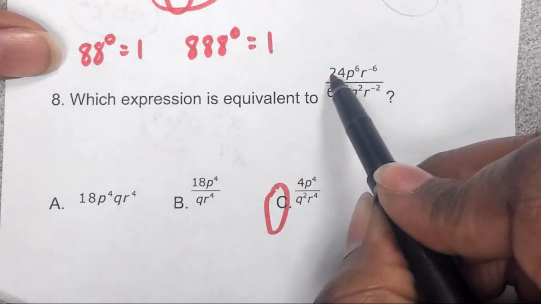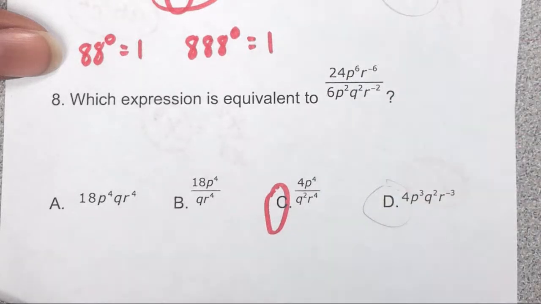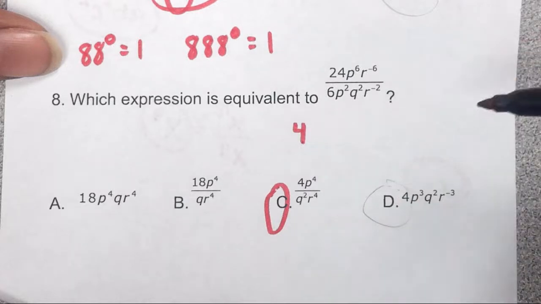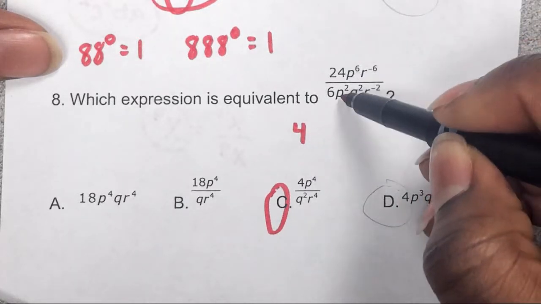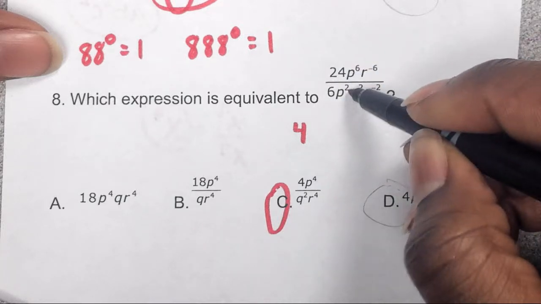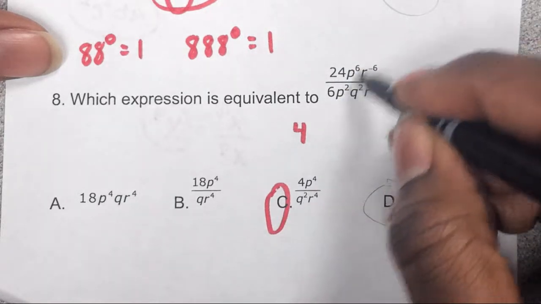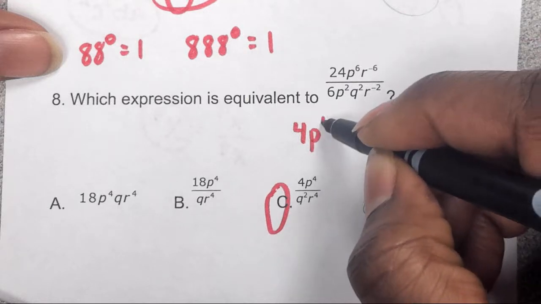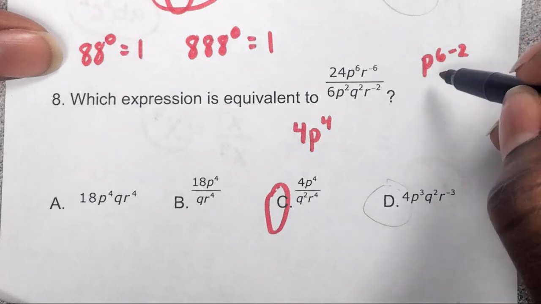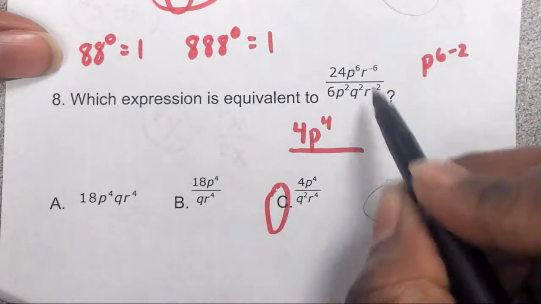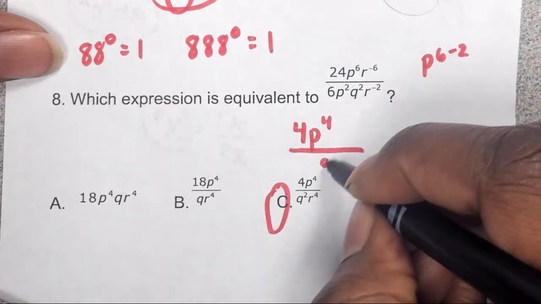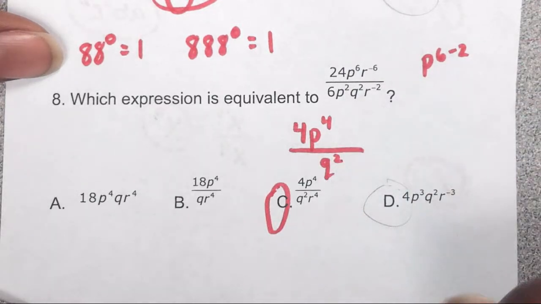Dividing means I'm going to actually take my 24 and 6 and divide them. So 24 divided by 6 is 4. What am I going to do with the p here and the p here? I'm subtracting, so that's p to the 4, because for my p's I had to do 6 minus 2. Is there any other q? No, there's no other q, so I need to keep that q to the 2 at the bottom.